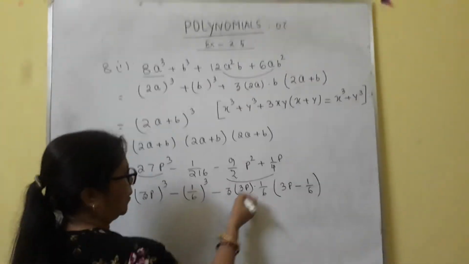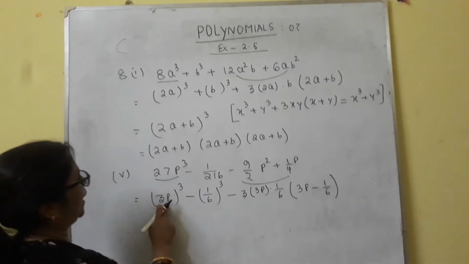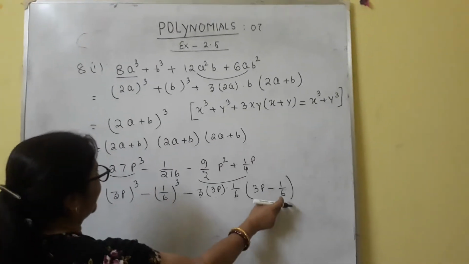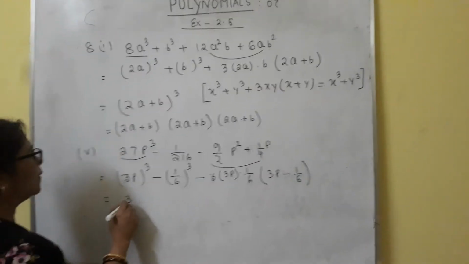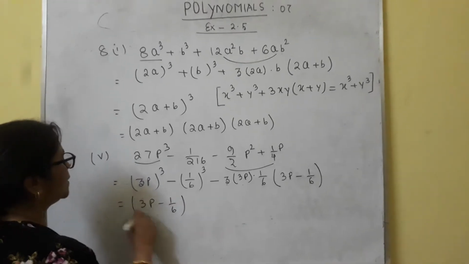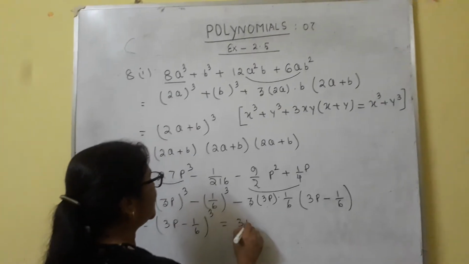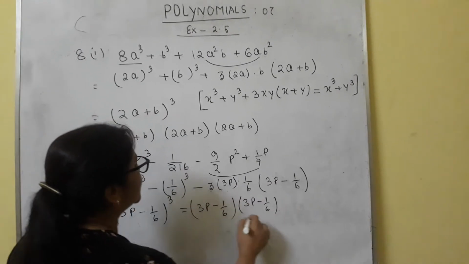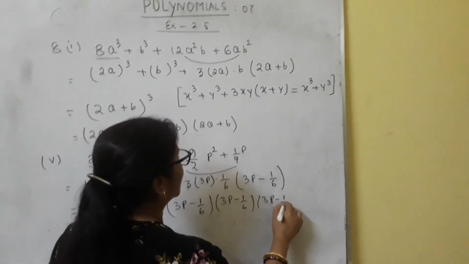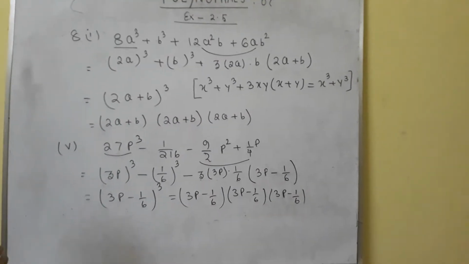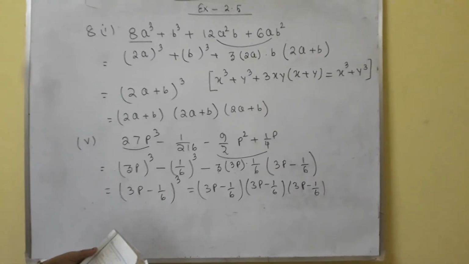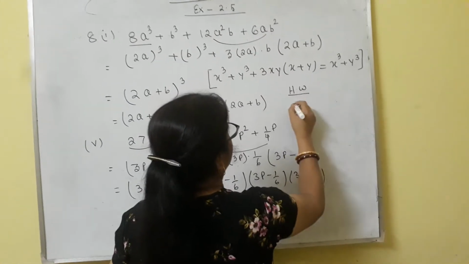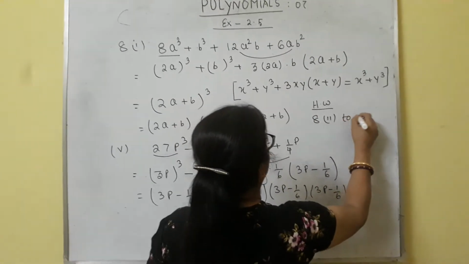So from these two terms, we took 3ab common. The value of a is 3p, the value of b is 1 by 6. Then we got 3p minus 1 by 6. So we got 3p minus 1 by 6 whole cube, that is 3p minus 1 by 6 three times. I have shown you sum numbers 1 and 5, and in between you have sums 2 to 4. That is your homework.